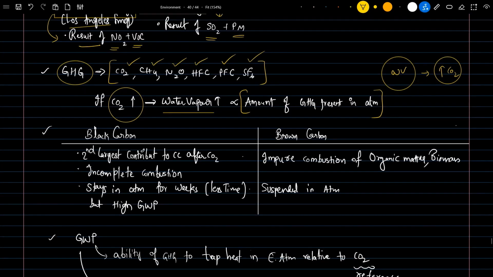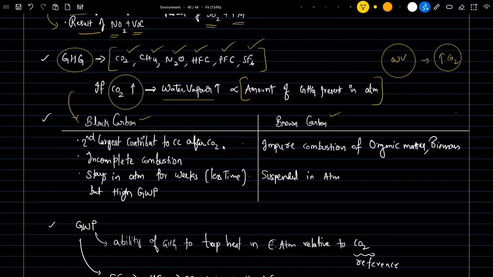Other greenhouse gases are black carbon and brown carbon. Let us also understand the difference between black carbon and brown carbon. Basically, after CO2, black carbon is the second largest contributor to climate change, and it is formed by incomplete combustion, whereas brown carbon is formed by impure combustion of organic matter and biomass. Black carbon stays in the atmosphere for just weeks, less time compared to brown carbon, whereas brown carbon will be suspended in the atmosphere for a long time. But ironically, black carbon, even though it stays for less time in the atmosphere, has a high global warming potential.